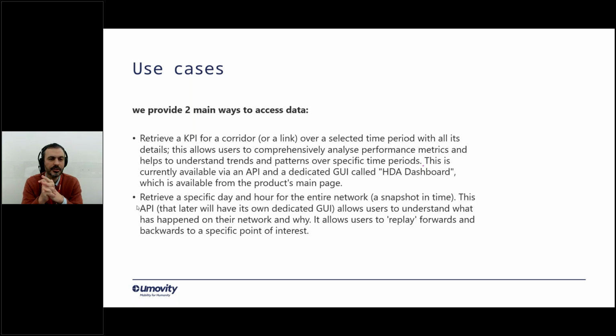Historical data are, of course, the basis. For this reason, we provide two main ways to access the data. We give the ability to retrieve a KPI on a corridor, or actually also on a single link, over a selected time period with all its details. This will allow the user to analyze the performance and to understand the patterns. We'll see it in detail.